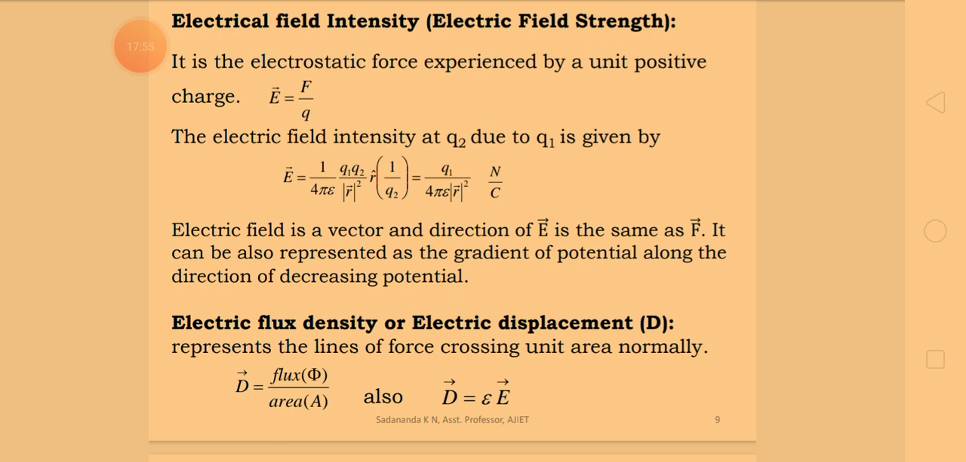This electric displacement D can also be expressed in terms of the electric field, that is vector D is equal to epsilon into E, and this expression will help to solve some problems. Please remember this expression, vector D is equal to epsilon into vector E. This is the expression for electric displacement D.